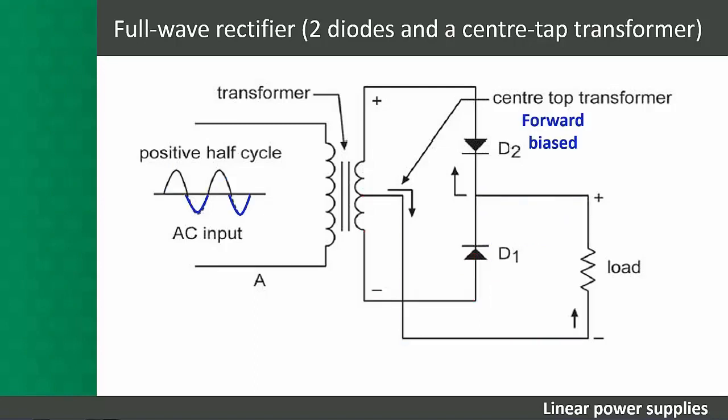During the negative half cycle of the input wave, diode D2 will now be forward biased and D1 will be reverse biased. D2 will now conduct and current will flow from point B of the transformer through D2, through the load resistor, in the same direction as before, to point C of the transformer.